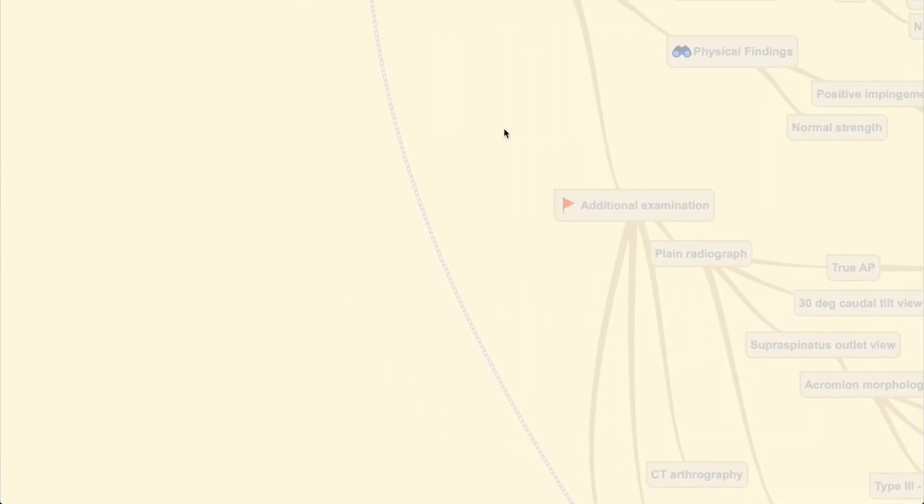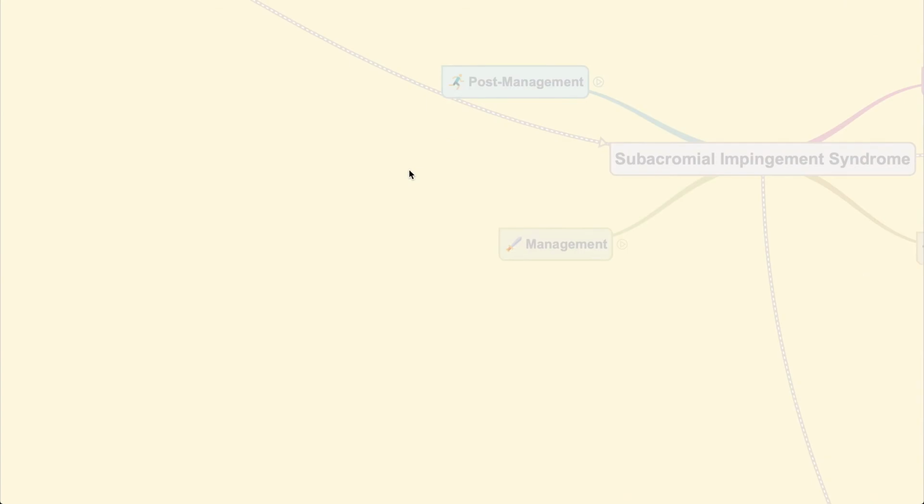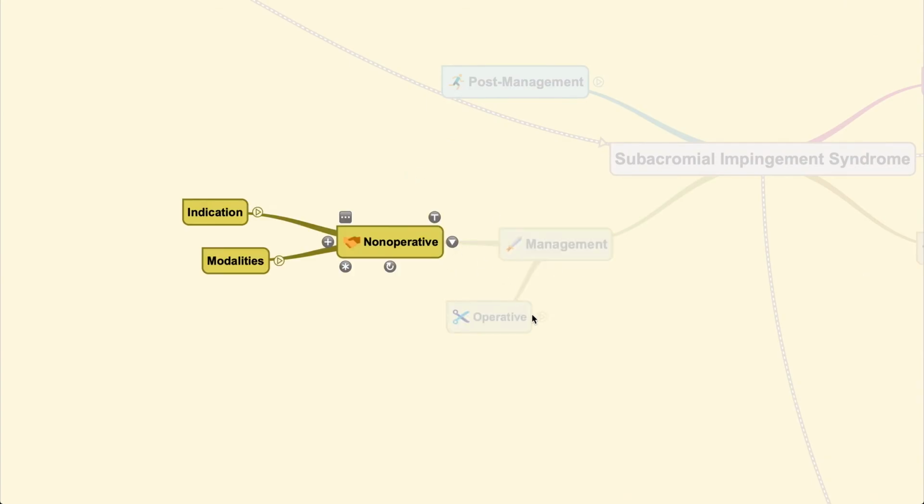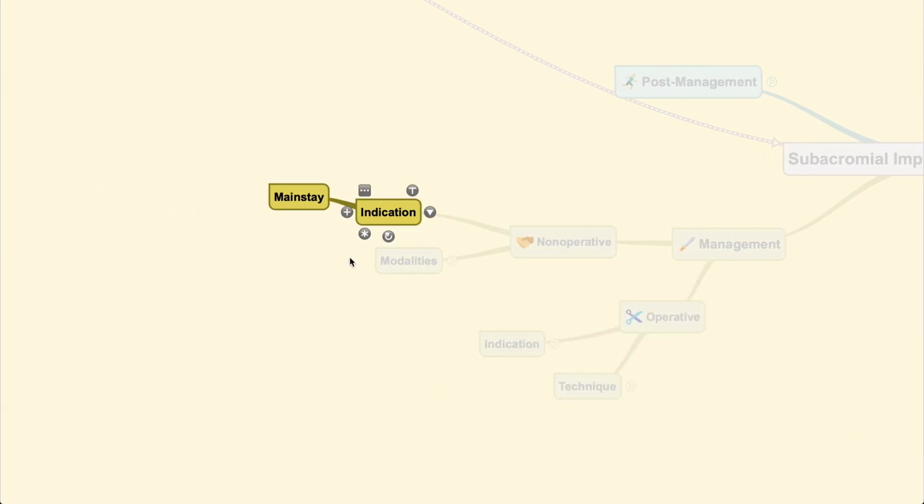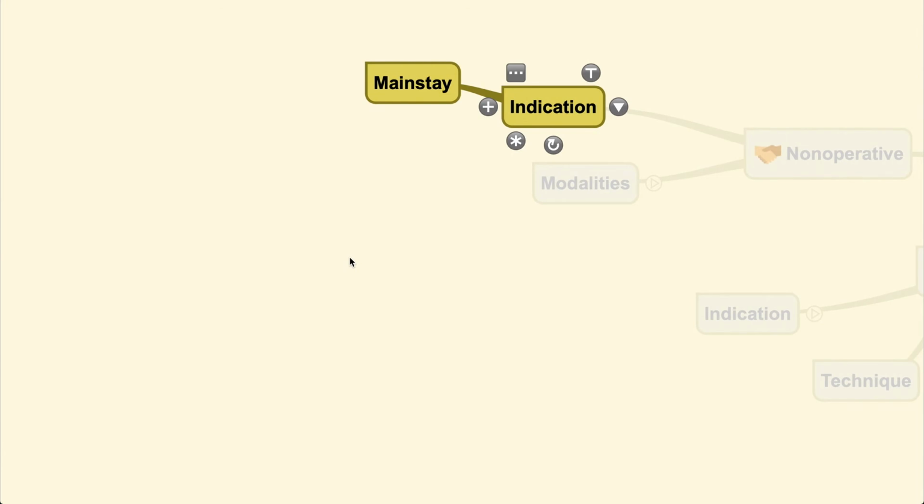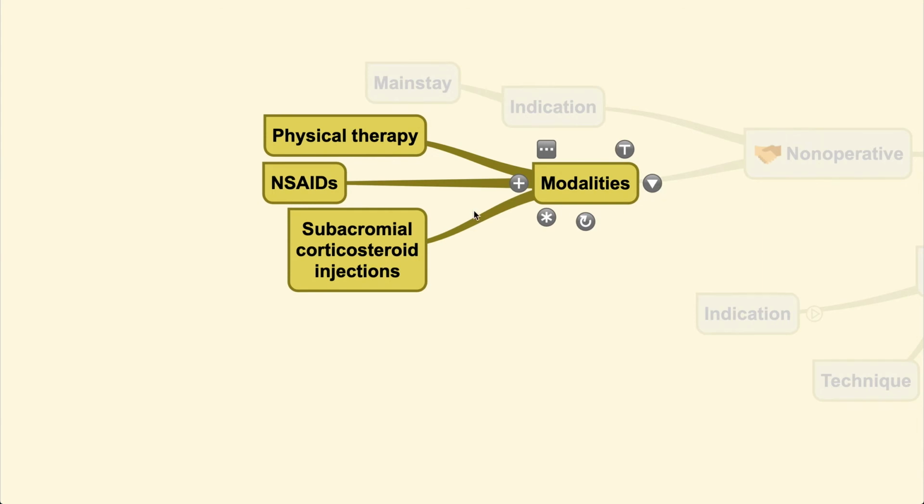Now, after you have known how to raise the diagnosis, next comes the question, how will you manage the condition? This is considered an early condition because this is still the early stage of a rotator cuff pathology. So non-operative treatment is the mainstay of treatment with various simple modalities such as physical therapy to strengthen all the rotator cuff muscles, NSAIDs, and also injections at the subacromial space.